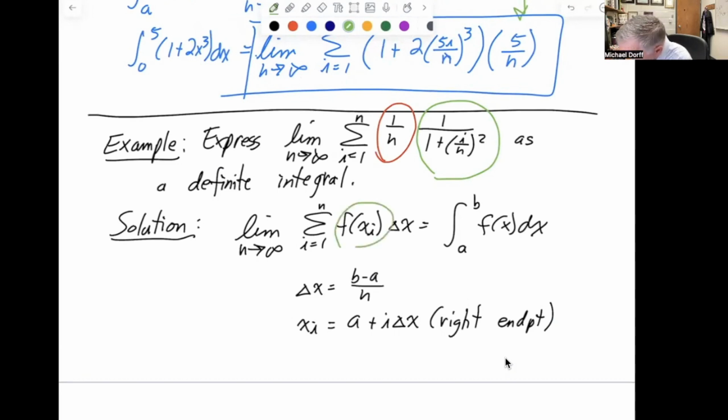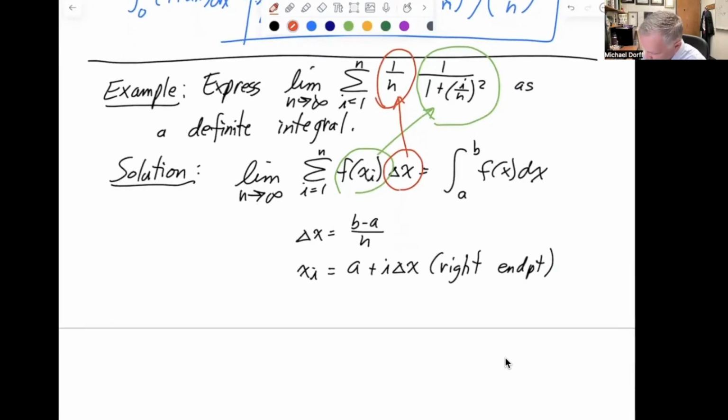Well, the f of x sub i is going to be this one, because that's the term where I have an i in it. I don't have an i in the red circled 1 over n. There's only an i in the green circled one. So that has to be my f of x sub i. Delta x has to be the 1 over n there. It doesn't matter that I've switched the order, that the 1 over n comes first in the given problem, because it's a multiplication. It doesn't matter which order they come in. But what's important is to realize which one has the i's in it, and the term that has the i in it is going to become my f of x sub i, and the other one's going to be the delta x.